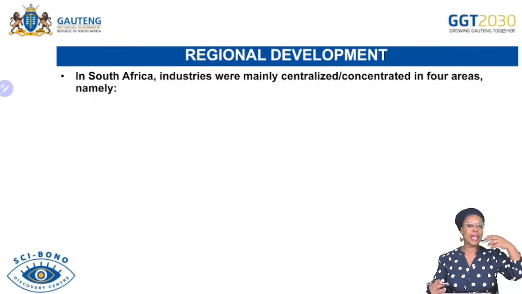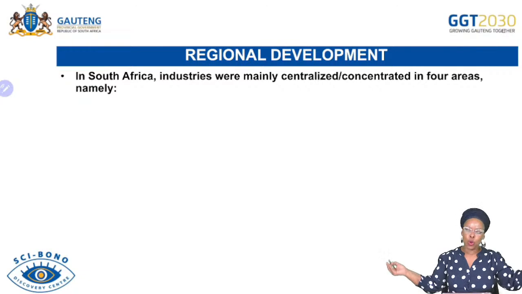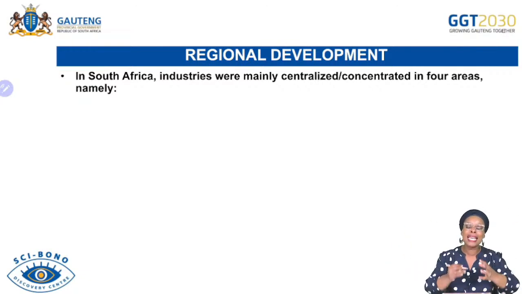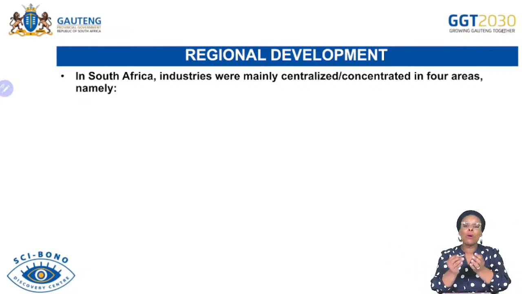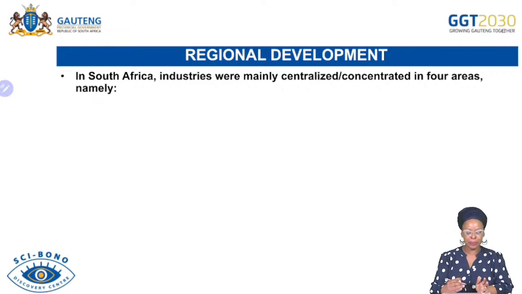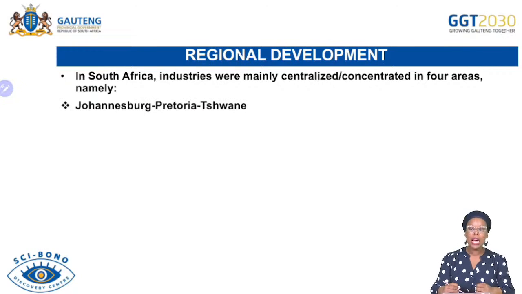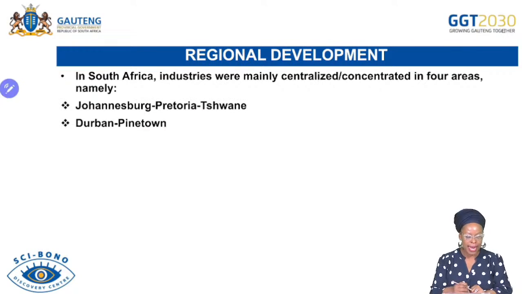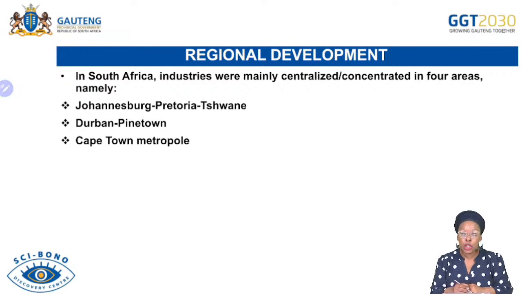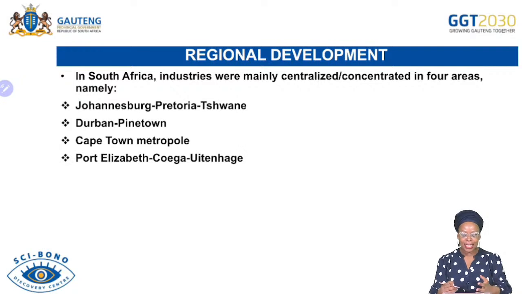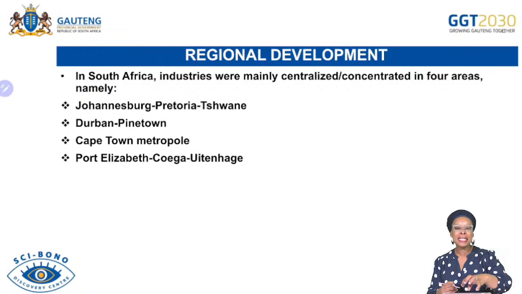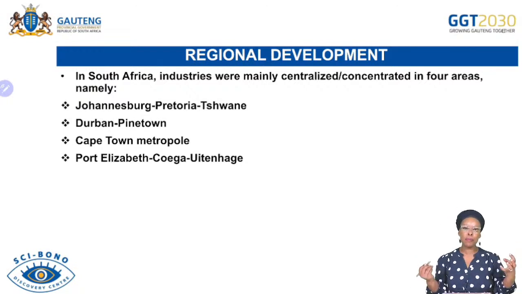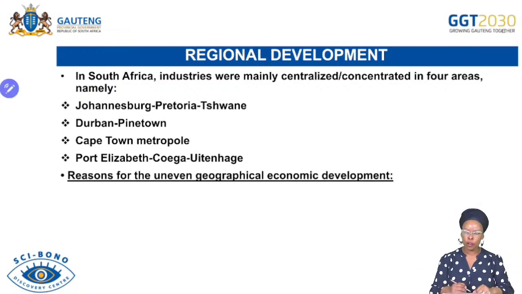People flocked from as far as Limpopo, KZN, and Lesotho, seeking job opportunities in these areas because they were the ones which were highly industrialized and developed. So those areas are Johannesburg, Pretoria, Tshwane. They are Durban, Pinetown. They are Cape Town, Metropole. They are Port Elizabeth, Kruger, Uitenhage. So industries were concentrated there. Hence, most of the people flocked to these areas looking for jobs.